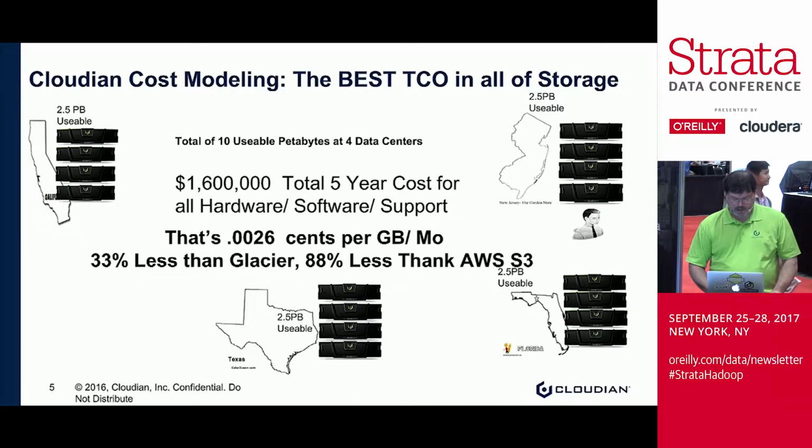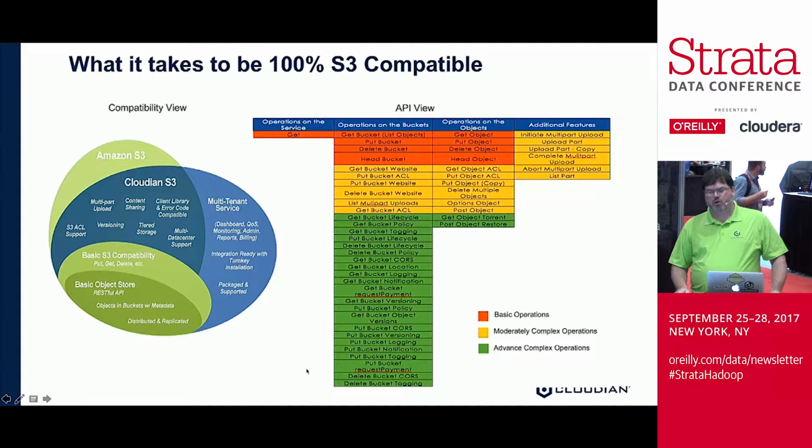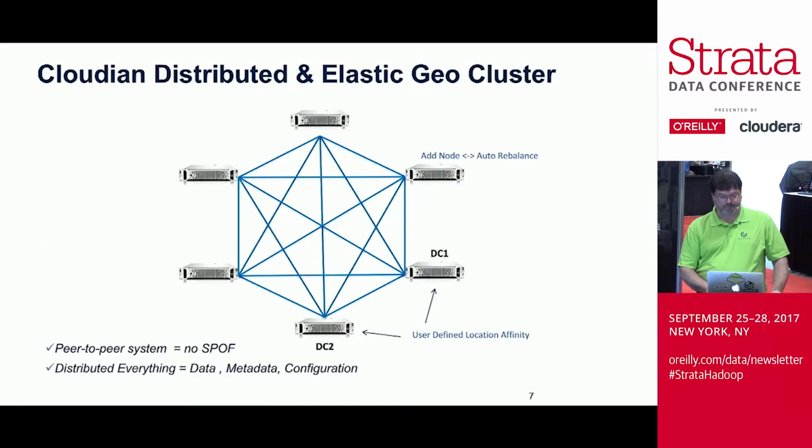I talked about the S3 API. Again, not everybody's object store is truly compatible with the S3 API. They might do some gets, puts, posts, deletes, and basic things. But with Cloudian, you get all the verbs that are available within the API, and you don't have to change your application to have it work on-premise.